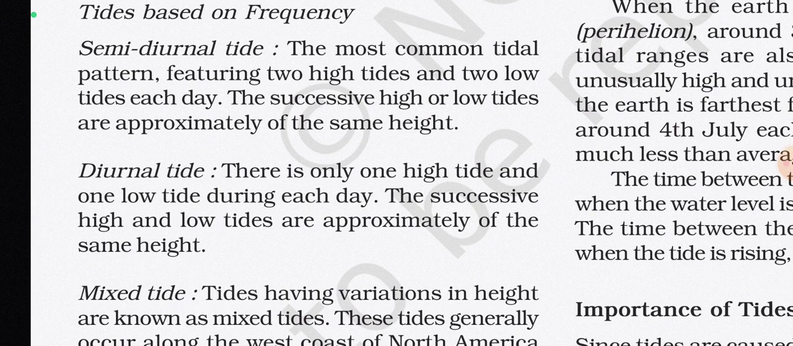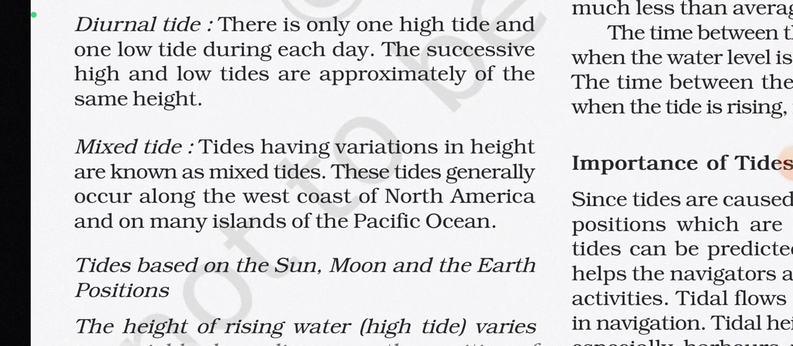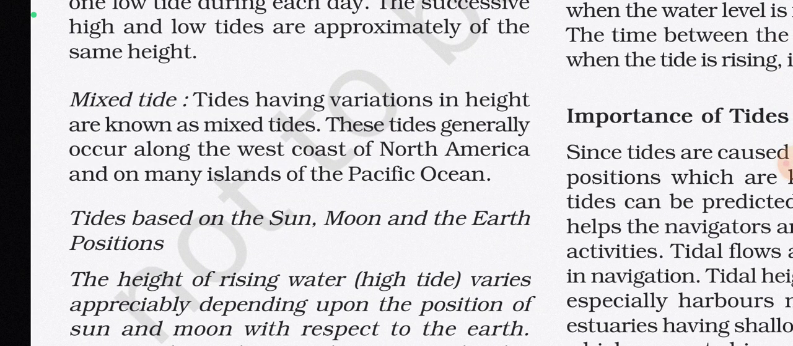Then diurnal tide, there is only one high tide and one low tide during each day. The successive high and low tides are approximately of the same height. So we will call that diurnal. Mixed tide, tides having variations in height are known as mixed tides. These tides generally occur along the west coast of North America and on many islands of the Pacific Ocean.